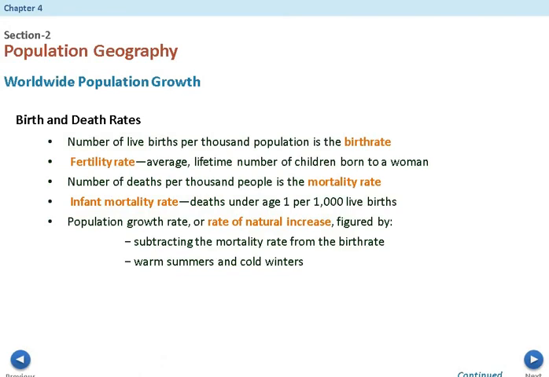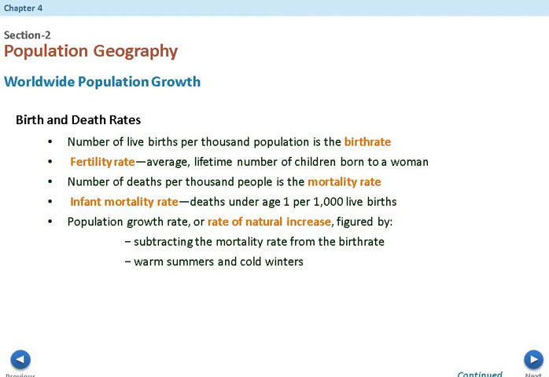So today what we're going to be looking at is worldwide population growth. Why does this population grow? How do we look at it? What we have to do is look at quite a bit of numbers. The first is going to be a birth rate. A birth rate is going to be the number of live births per 1,000 people in your population.